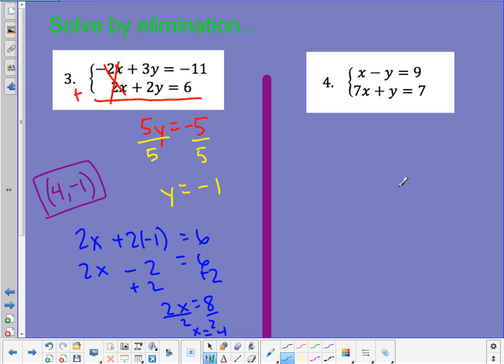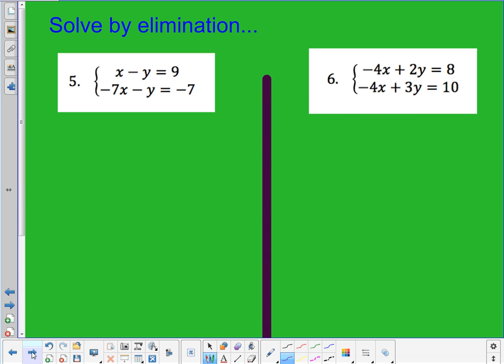All right, I'm going to skip number 4 for now, and I'm going to move on to number 5. We'll come back to number 4 and do that in class together. Let's take a look at number 5.